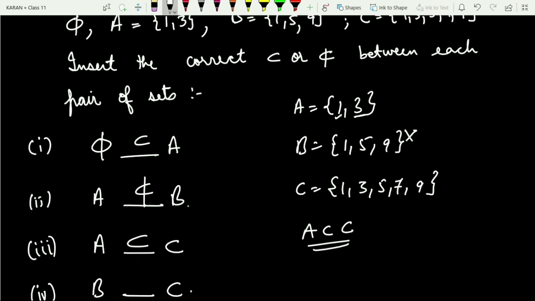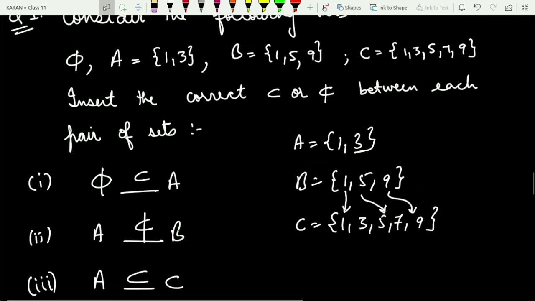And the last part, that is whether B is contained in C or not. So if B is contained in C, every member of B must be a member of C. So 1 is contained here, which is also contained here. Similarly for 5 also, and similarly for 9 also, right? So in this case also B is contained in C. So I hope this problem is clear to you now.